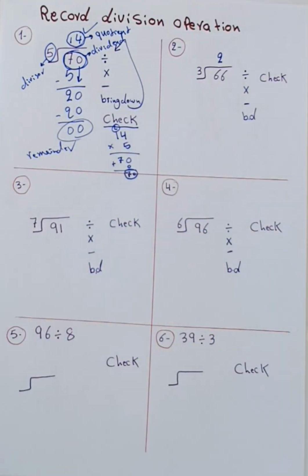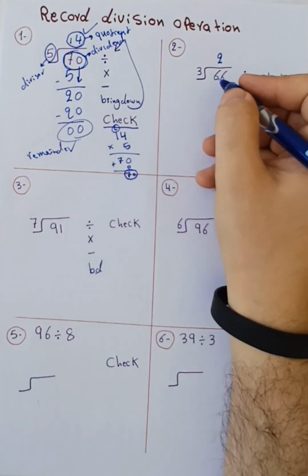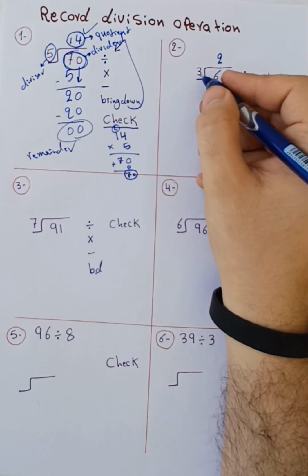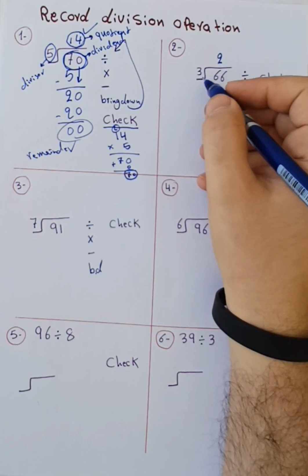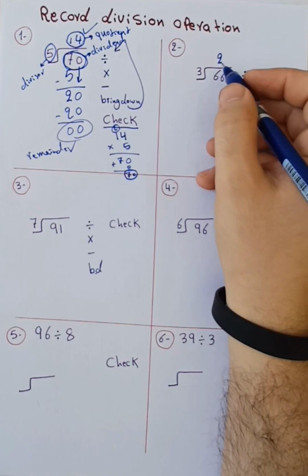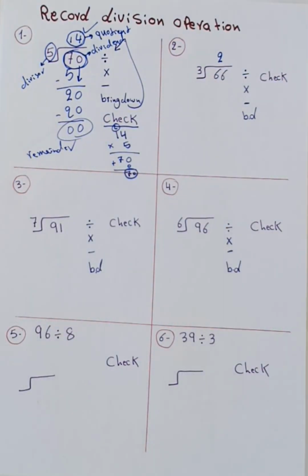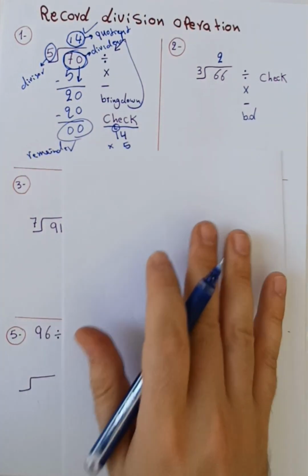In long division, you have to know the multiplication table, because when you divide 6 by 3, you have to think which number multiplied by 3 equals 6, which is 2. But if you don't know the multiplication table, you can use this way.